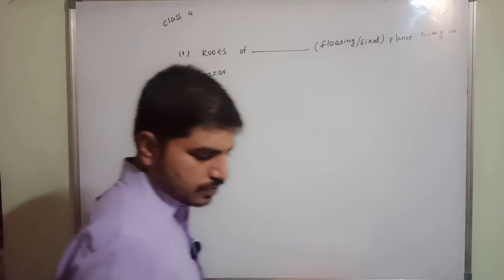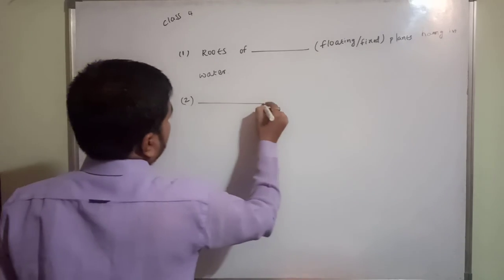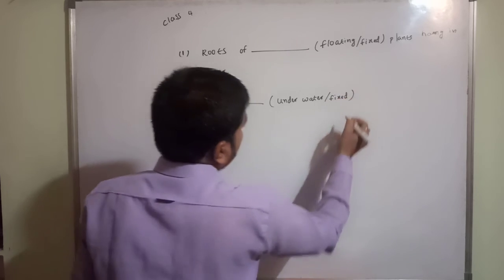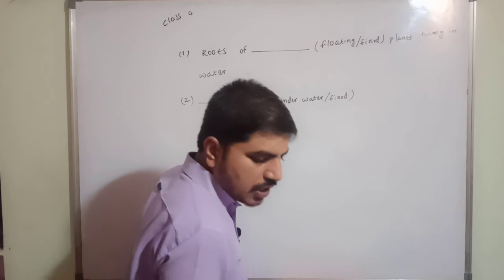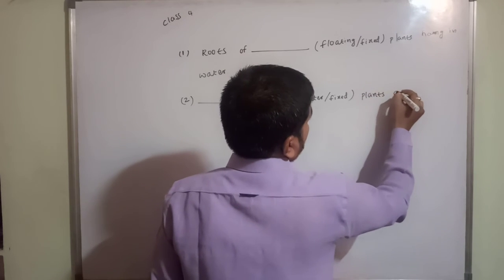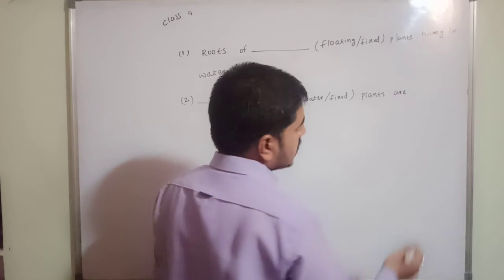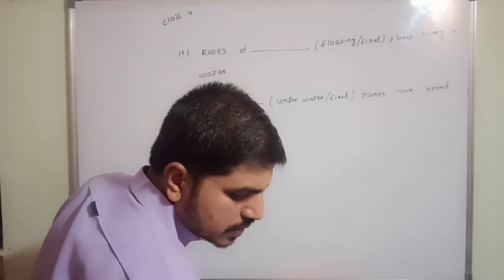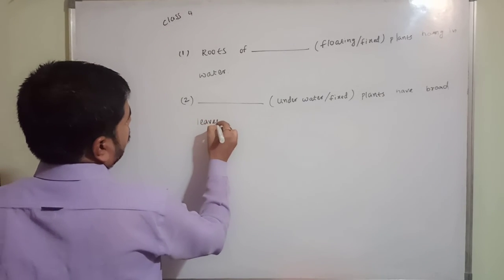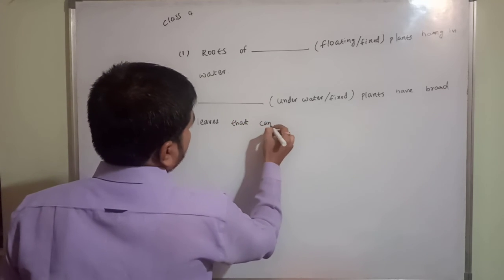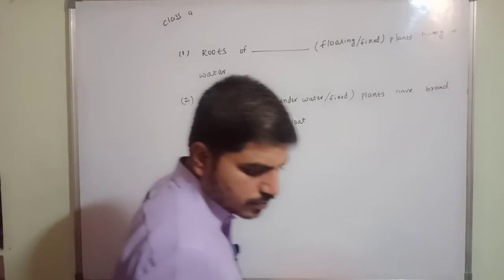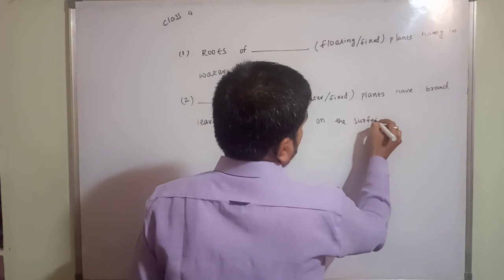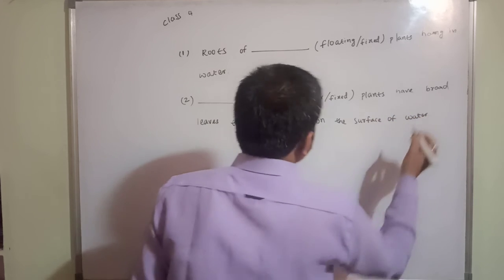So next question: dash, underwater or fixed, plants have broad leaves that can float on the surface of water.